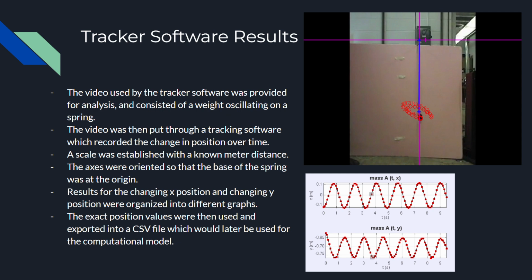Tracker software results. The video used by the tracker software was provided for analysis and consisted of a weight oscillating on a spring. The video was then put through a tracking software which recorded the change of position over time. A scale was established with a known meter distance. The axes were oriented so the base of the spring was at the origin, and the results for changing the x position and changing y position were organized into different graphs. The exact position values were then exported into a CSV file, which would later be used for the computational model.